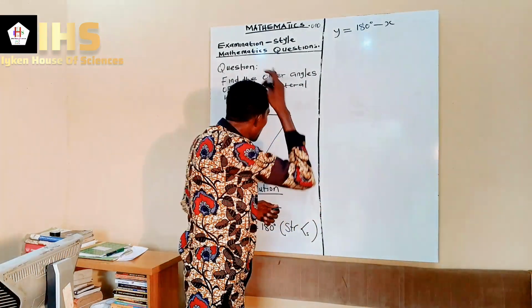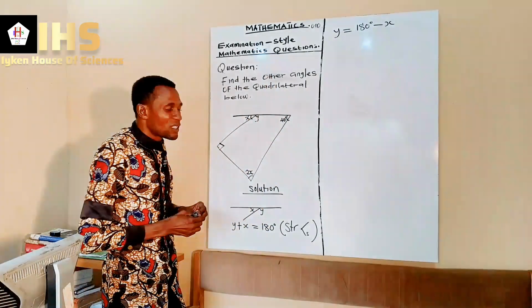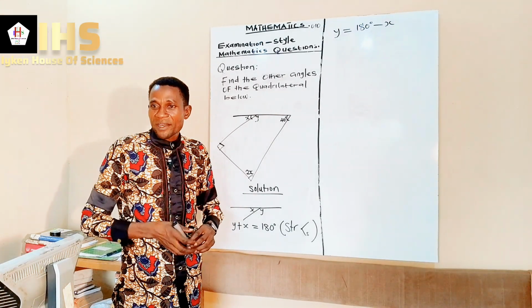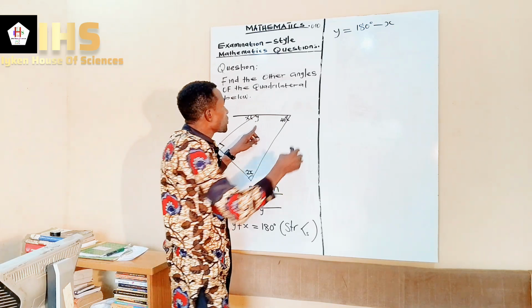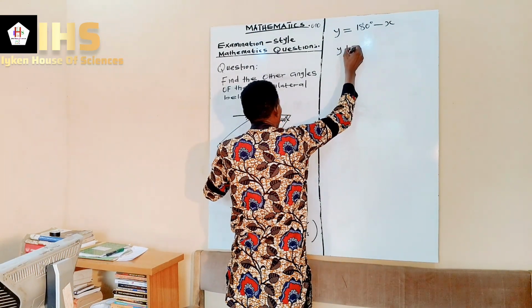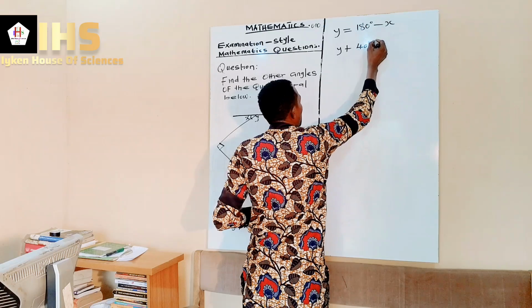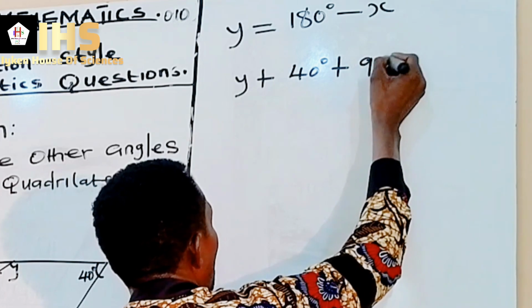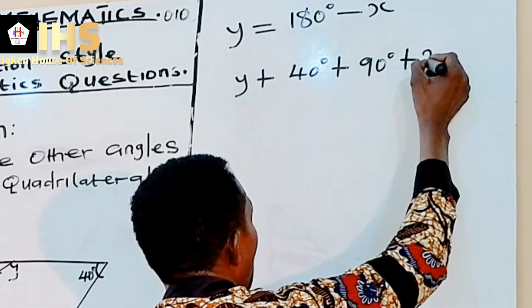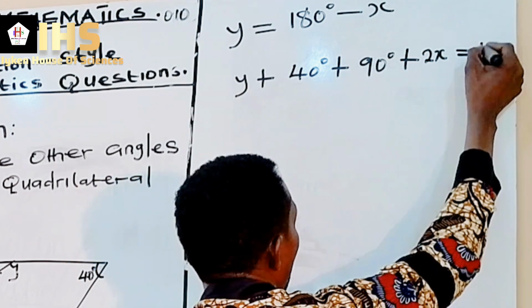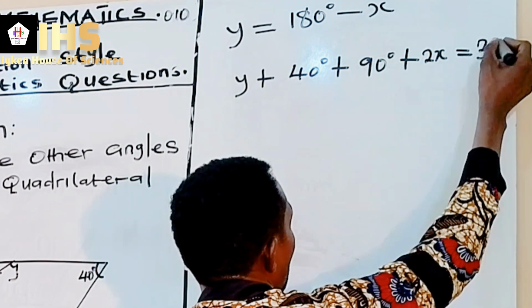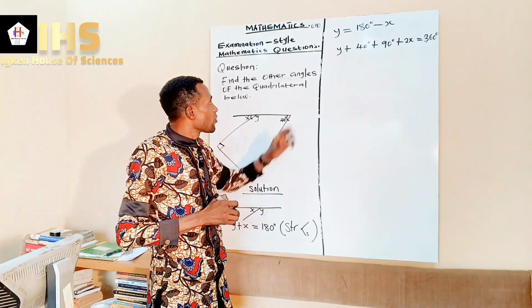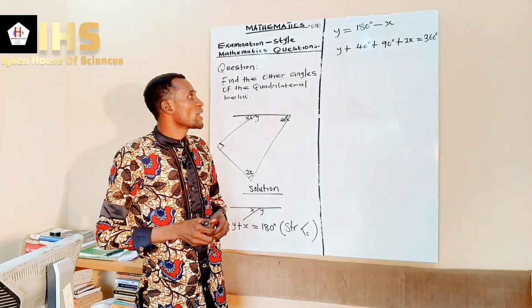So for that reason, we are now going to do something. The sum of angles of any quadrilateral adds up to 360 degrees. And for that reason, we are going to say y plus 40 degrees plus, remember here is 90 degrees, plus 90 degrees plus 2x, we equate it to 360 degrees. I told you the reason. The sum of angles of any quadrilateral is 360 degrees.